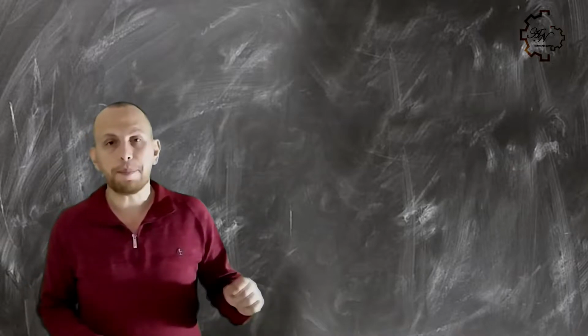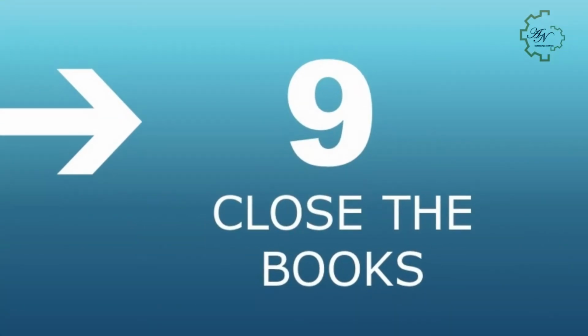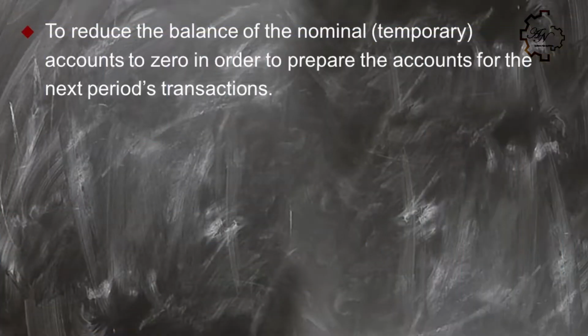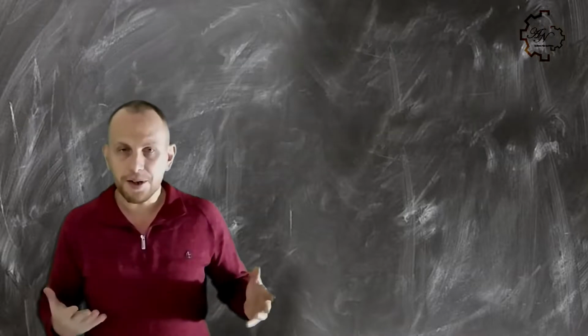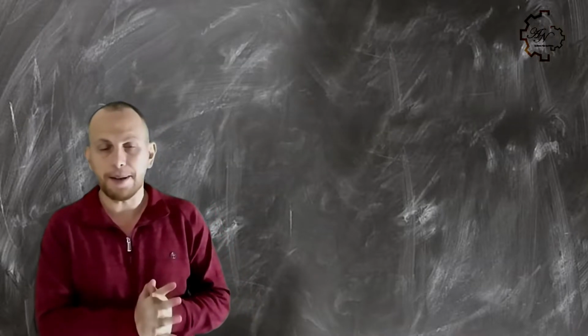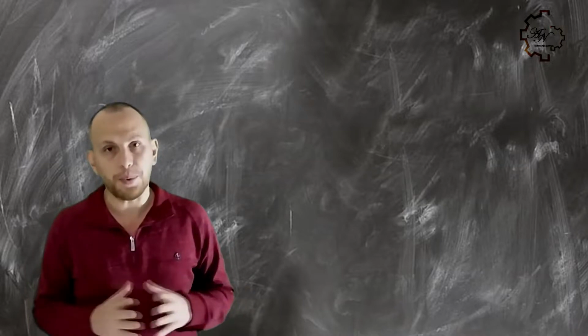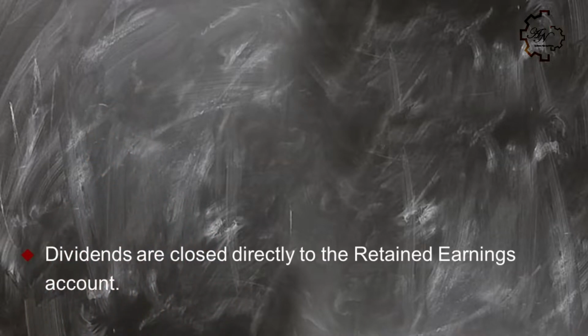Let's move to step number 9, closing the books. We do this process to reduce the balance of the nominal temporary accounts to 0 to prepare the accounts for the next period's transactions. Transfer all income statement account balances into the retained earnings account in owner's equity. Balance sheet accounts, assets, liabilities, and equity, are not closed. Dividends are closed directly to the retained earnings account.